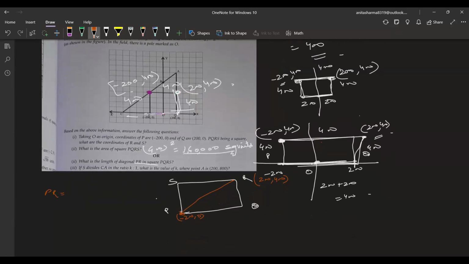Rizwana, what is the distance formula, beta? Ma'am, it's the whole root of x2 minus x1 whole square plus y2 minus y1 whole square. Yes, very good, beta. So now the value of x1 is minus 200, y1 is 0, x2 is 200, y2 is 400. Now substitute the values, children.